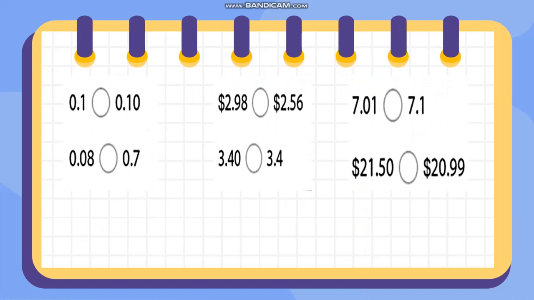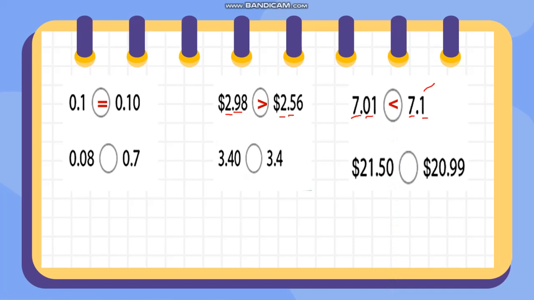Another example, I have 0.1 and 0.10. Of course, that is equal. 2.98 and 2.56, so 2 and 2, 9 and 5, 9 is greater, so that is 2.98 is greater than 2.56. 7.01 and 7.1, so I have both 7 here. 0 and 1, 1 is greater, so it means 7.01 is less than 7.1.